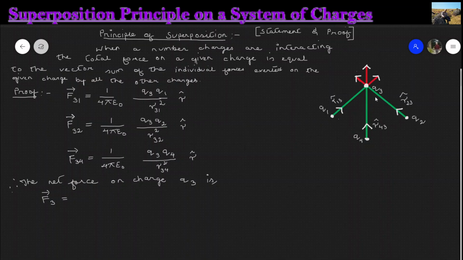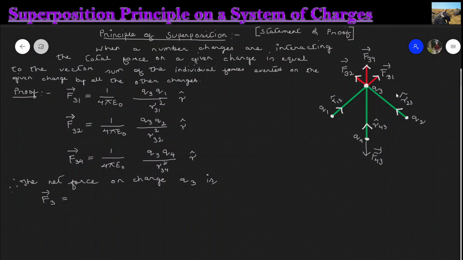Now this Coulomb's force will be given by F31, the force on 3 due to the interaction from 1. Similarly, on Q3 due to Q4, this will be force F34. And similarly for Q3 due to Q2, this will be F32. So these are the forces of interaction of all the other charges, Q1, Q4 and Q2, on this given charge Q3. Likewise over here, you can find in this direction the force on charge Q4 due to Q3.